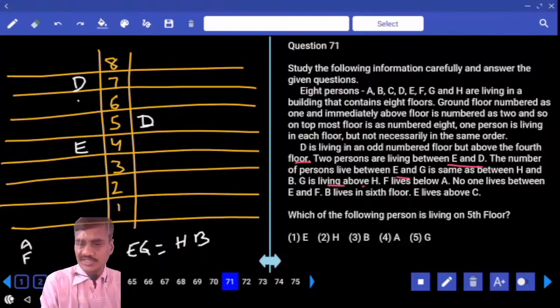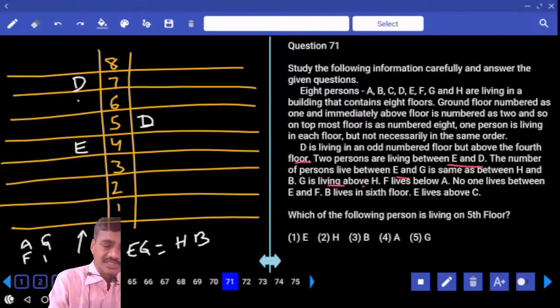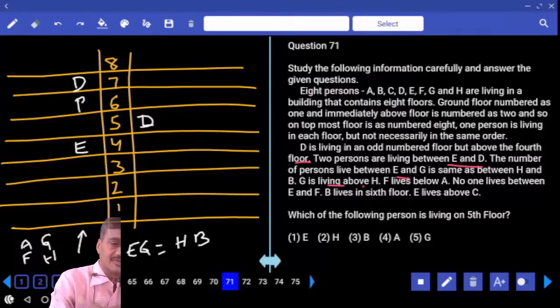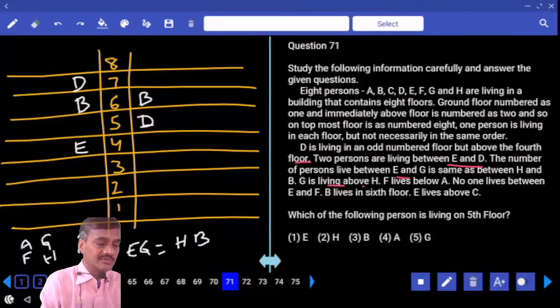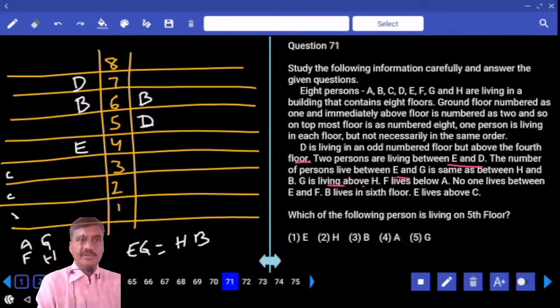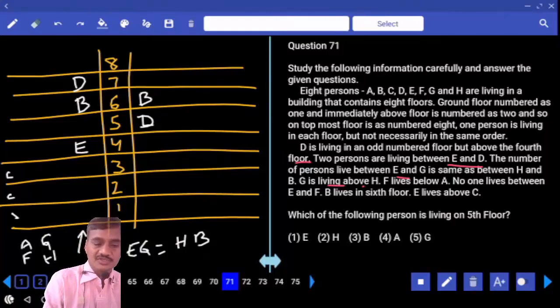And next one, G is above H. And who is living on the 6th floor? B lives on the 6th floor. And E lives above C. Now this E is living above C, and as E is living above C, C must be in these 3 places only. And E and F are adjacent to each other.